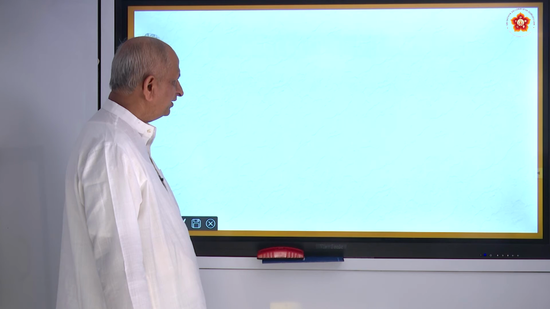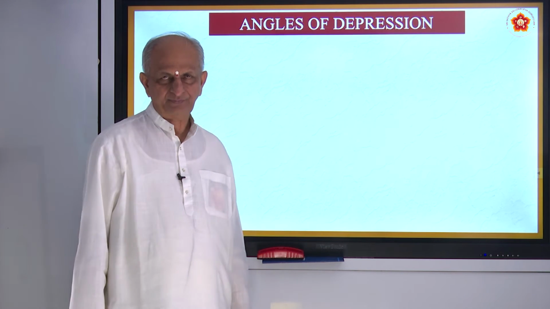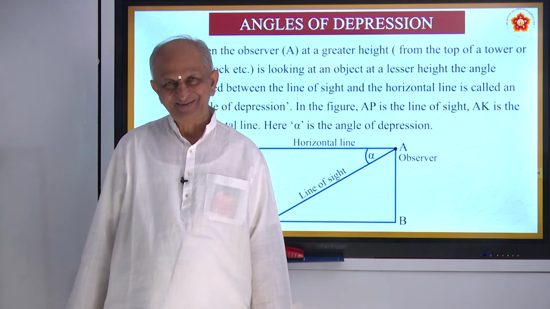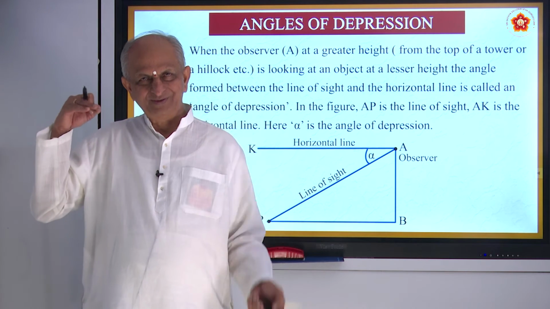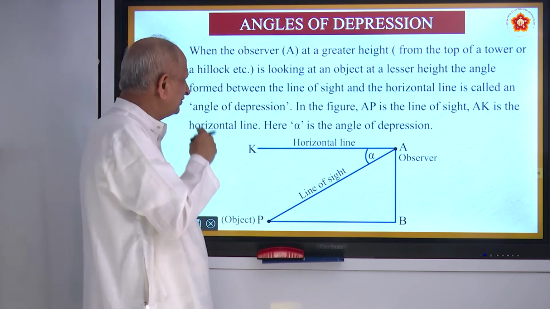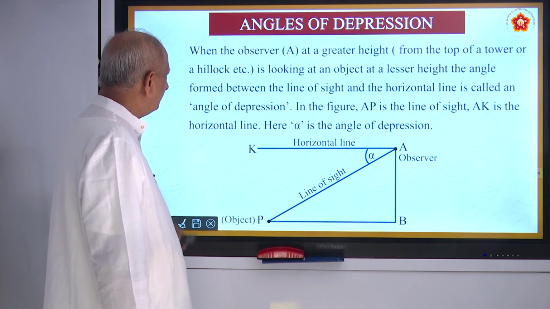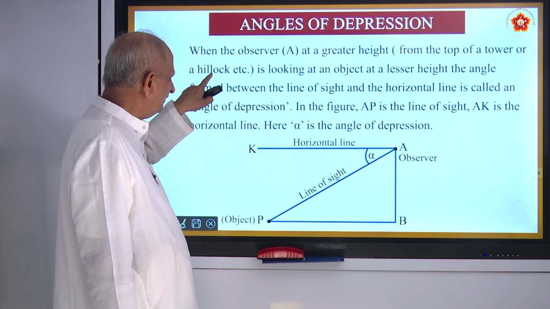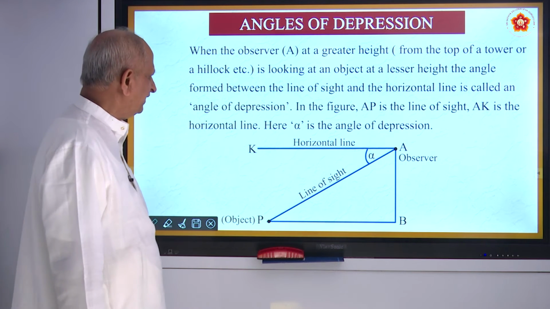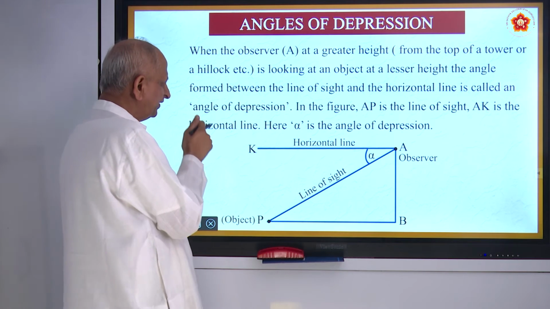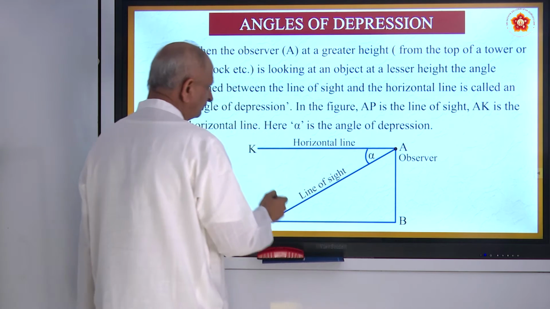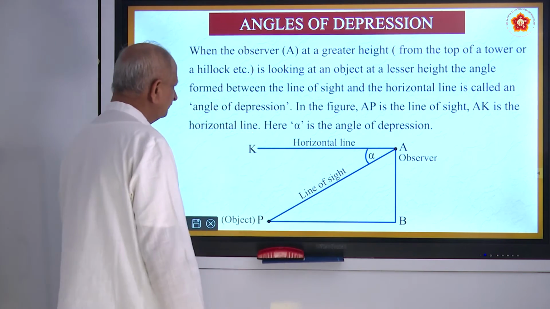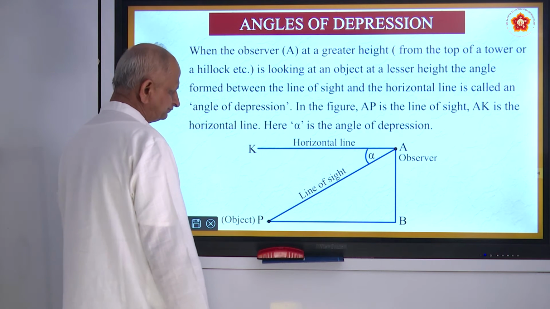In the same way, you have the angle of depression. You might have heard about mental depression, that is different. That means not having good moods. So here it is different. When the observer is at a great height, from the top of a tower or a hillock, etc., looking at an object of a lesser height, the angle formed between the line of sight and the horizontal line is called the angle of depression.